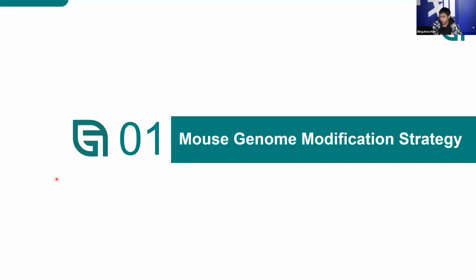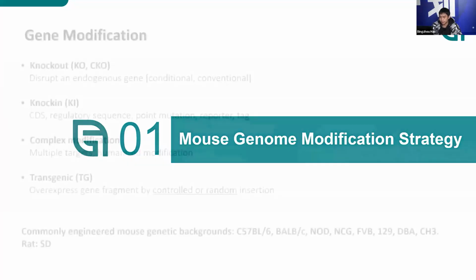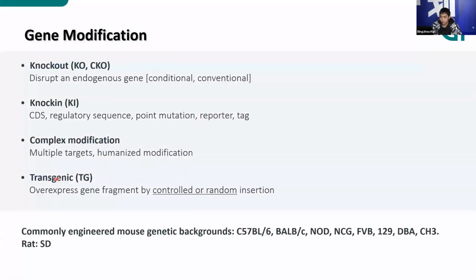In the first part of this webinar, I want to briefly introduce the genome modification strategy of mice in GemPharmatech. So briefly, the consequences of gene modification could be divided into these parts. The first is the knockout, including our conventional knockout and the conditional knockout, which means that we could disrupt the endogenous gene or its function in a conventional or conditional, like time- or tissue-specific, manner.